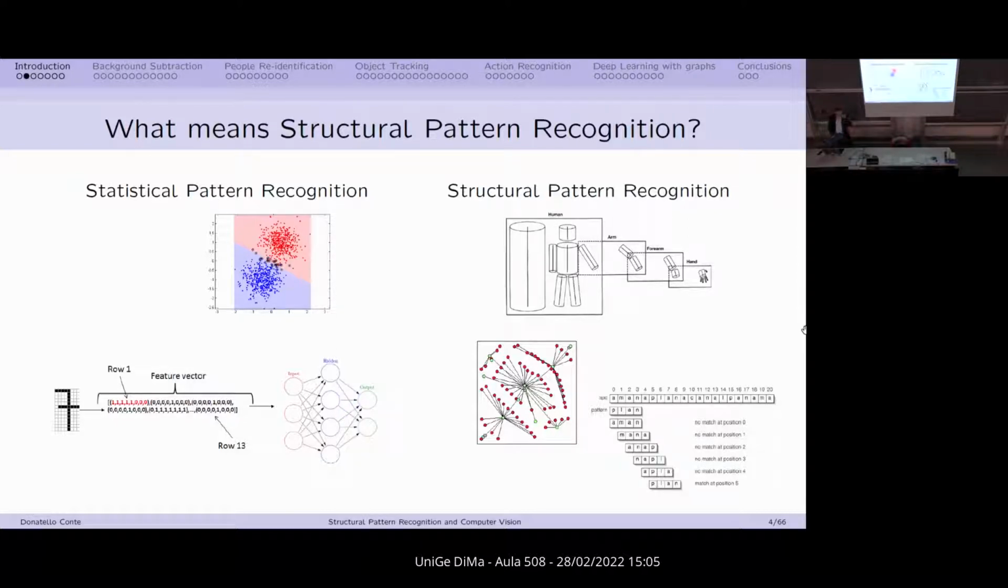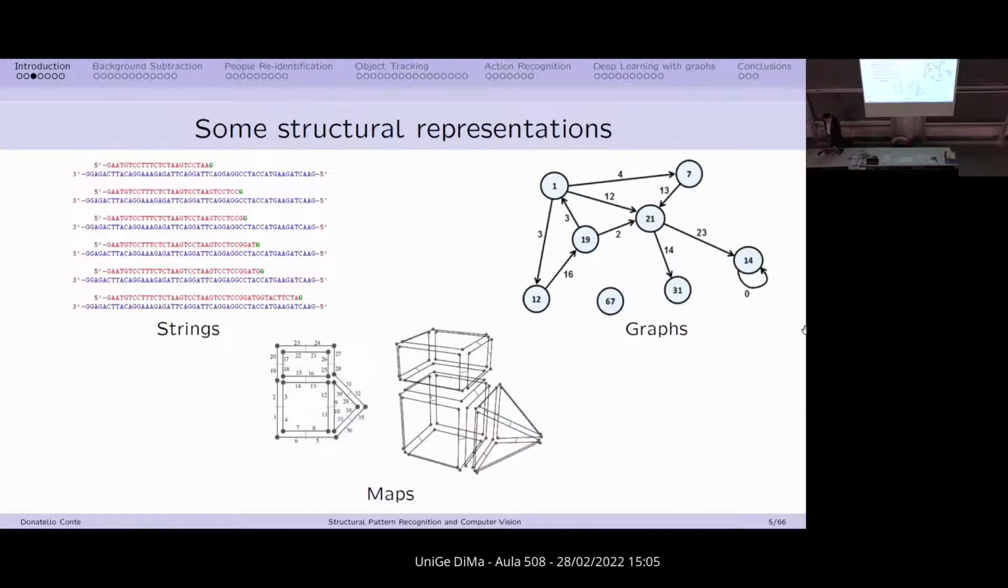In structural pattern recognition, the idea is to use structured data. So the idea is to have some primitives and some relations between primitives. So there is not only a vector representation of data, but also relationships between data. And there are many structural representations. When we talk about structure, we think about graphs, but there are many others. Strings are also structural data, and there are other types like graphs, obviously, but also hypergraphs and, for example, maps. I will show you some examples of this kind of structure.